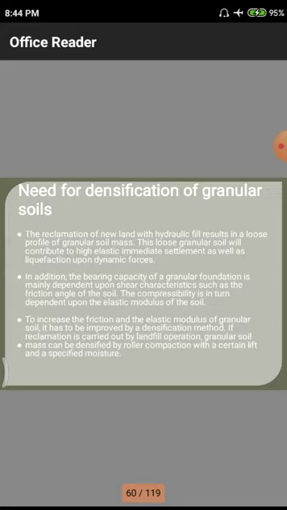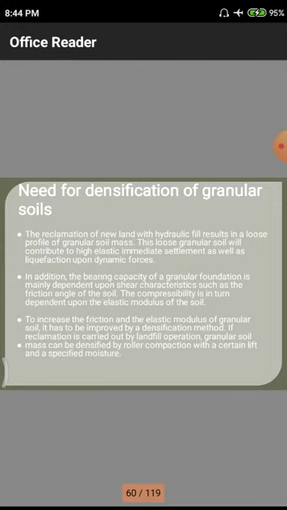In some cases the soil bearing capacity is very low, and we need to use some extra soil which can be brought from another place and filled on the particular place where our structure is located, so that we have some extra bearing strength and frictional properties for the structure itself. Next, to increase the friction and the elastic modulus of the granular soil, it is improved by the densification method.